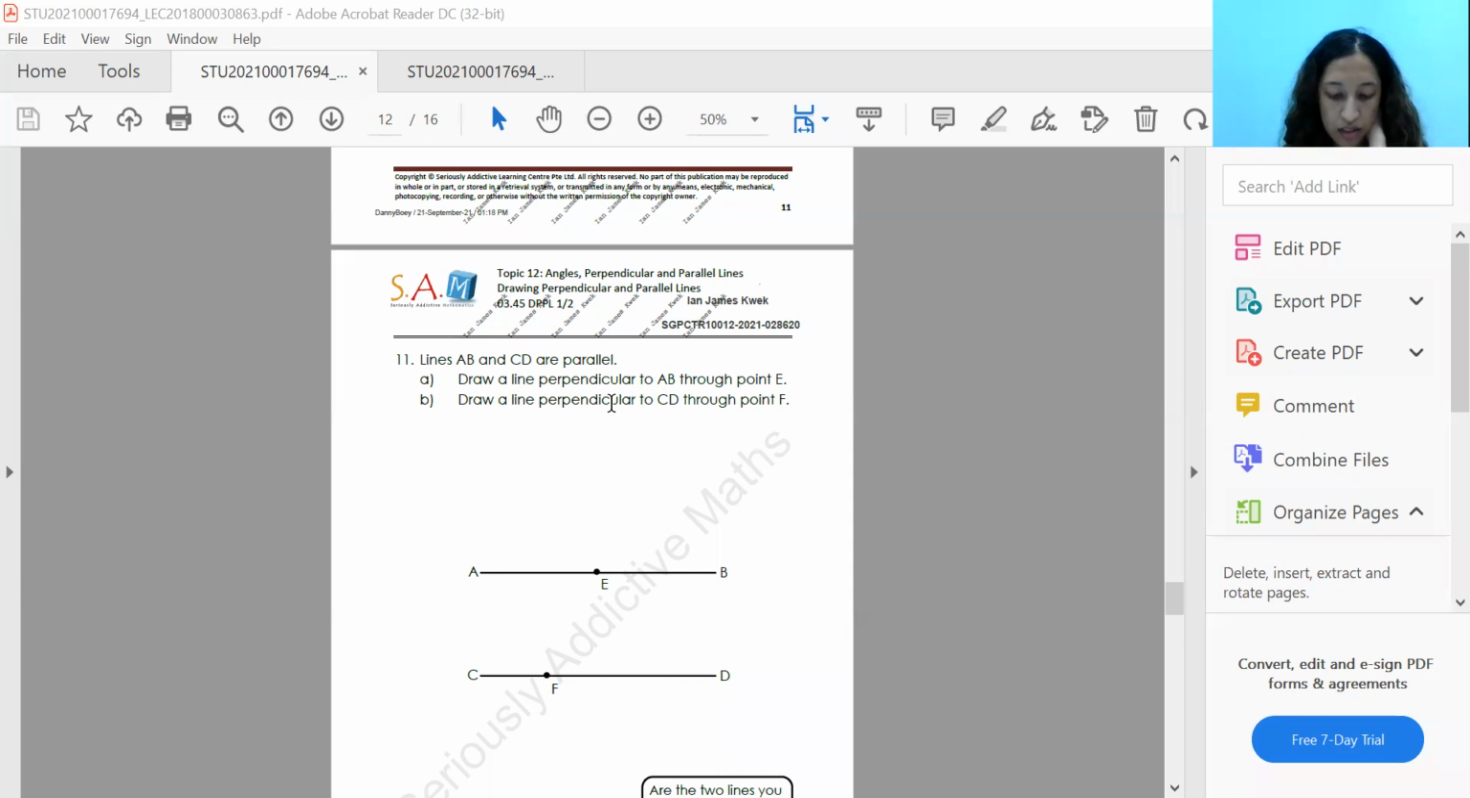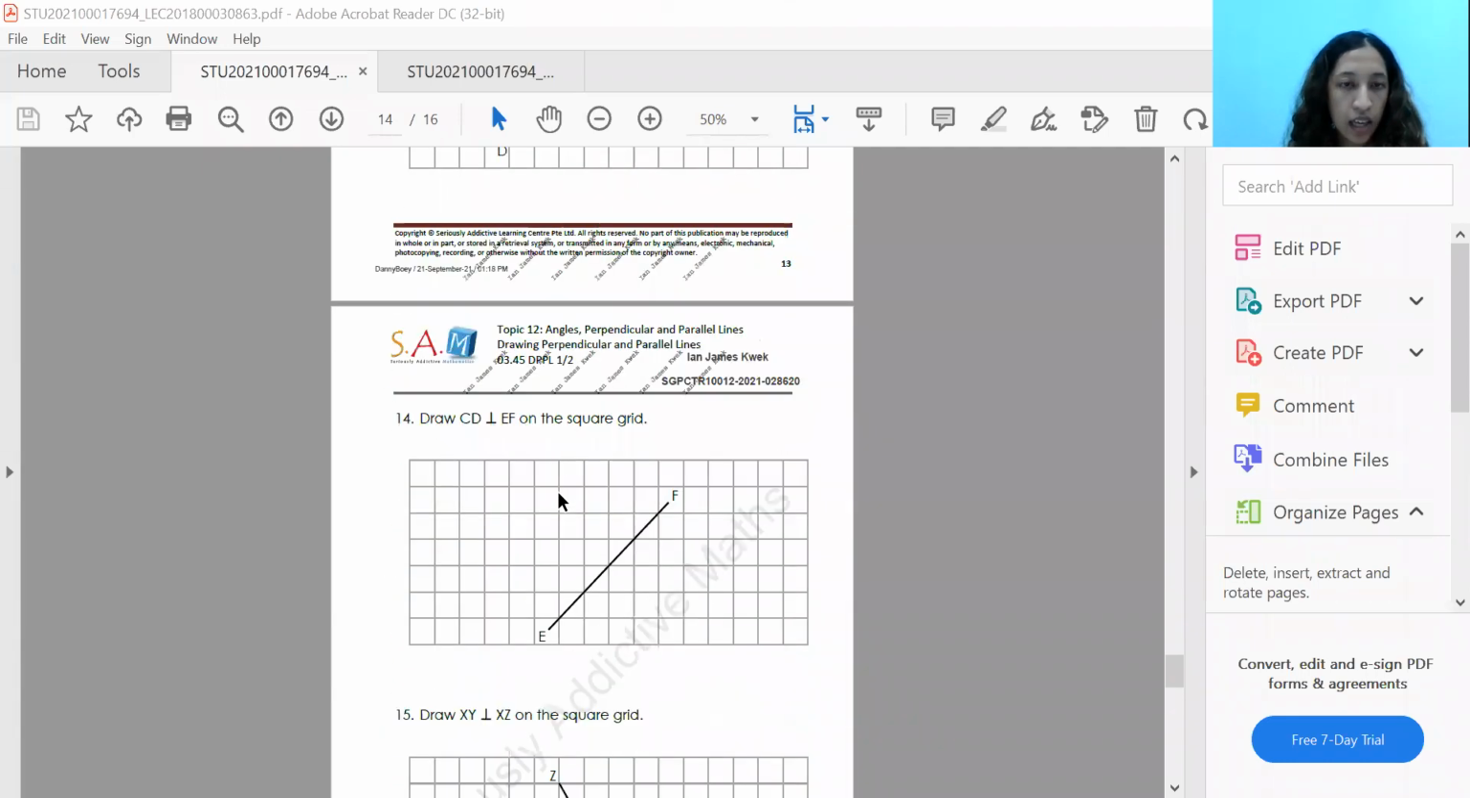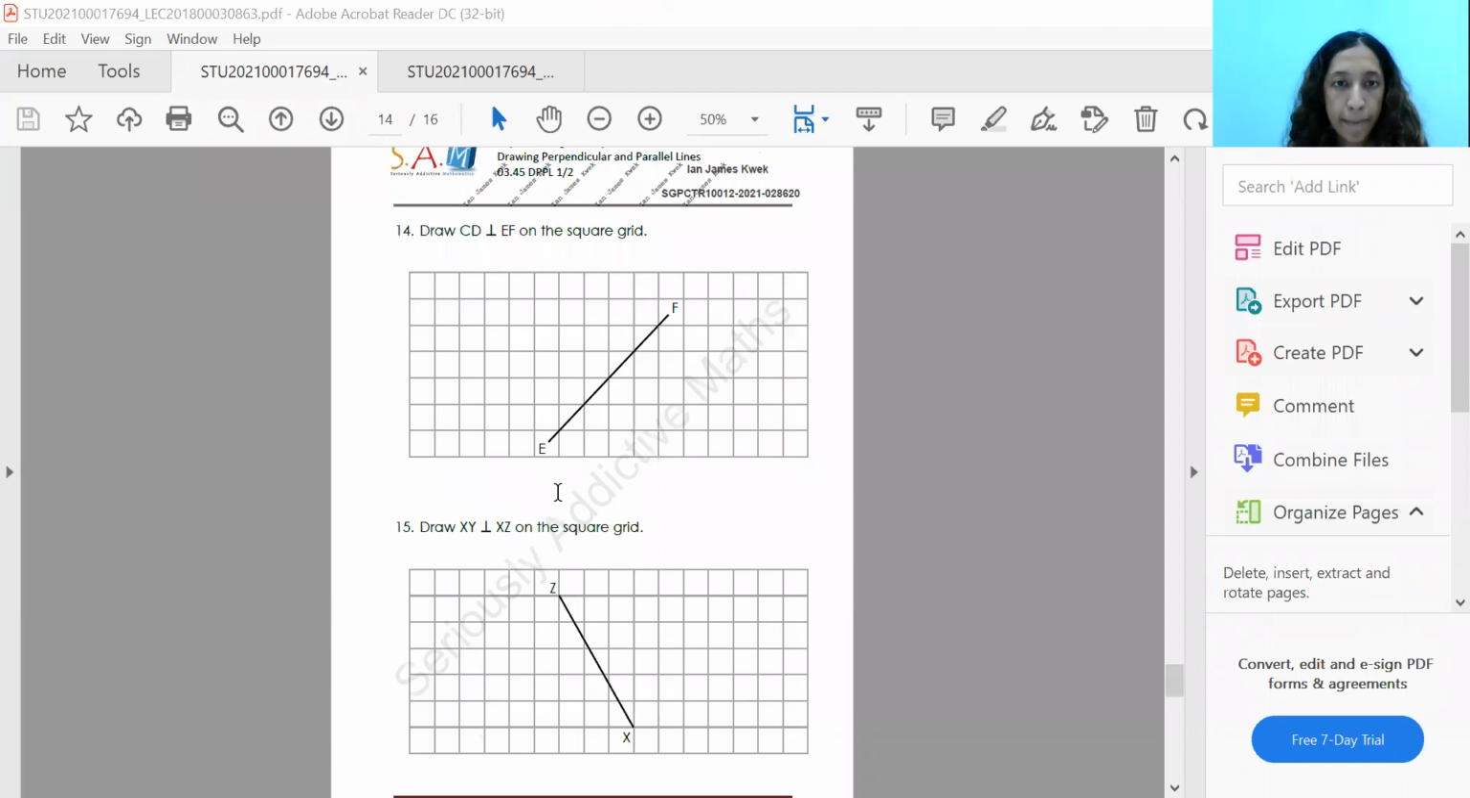Okay, so let us see. Draw HI perpendicular to JK on the square grid. Okay, so you could draw it right over here, straight up. Okay, so I hope all of you got that. And let us see. Okay, how about, I think I will want you to attempt this on your booklets, and then I'll go through with you.